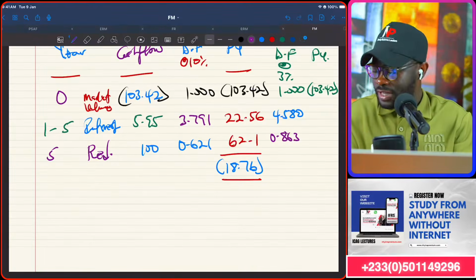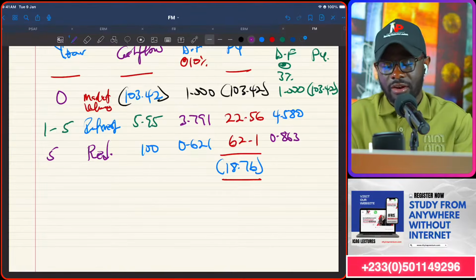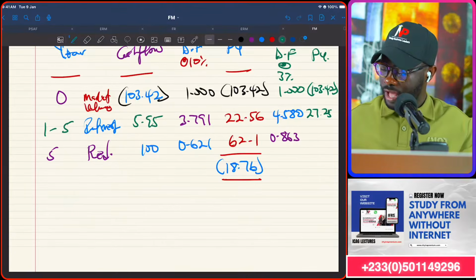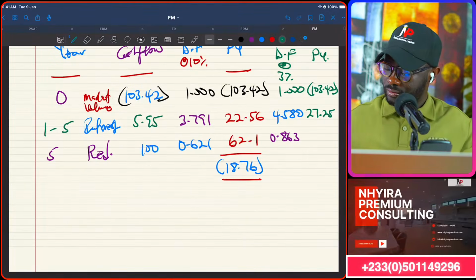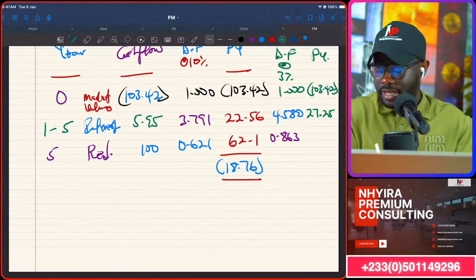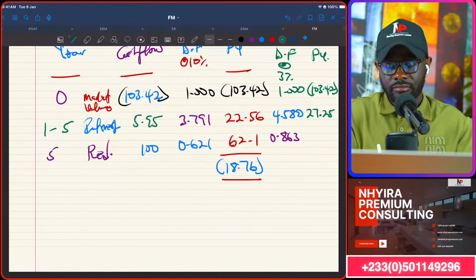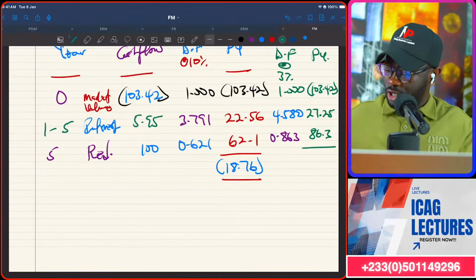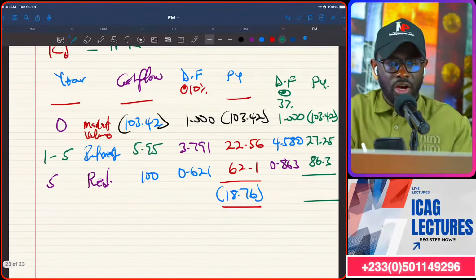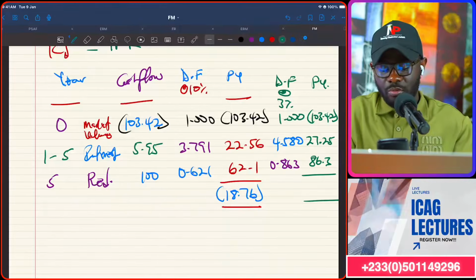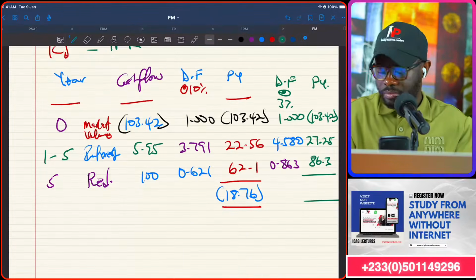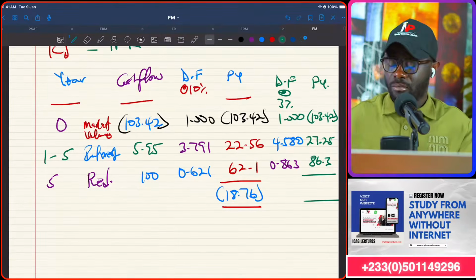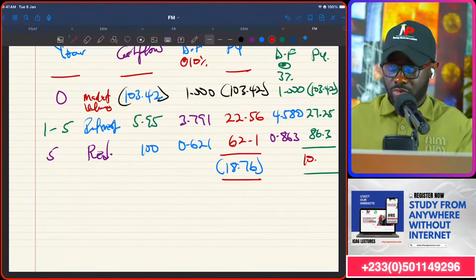So 5.95 times 4.580. And that is 27.25. Then 100 by 0.863. And that is 86.3. So the NPV at 3% will be 103.42 plus 27.25 plus 86.3, and that is a positive of 10.13.